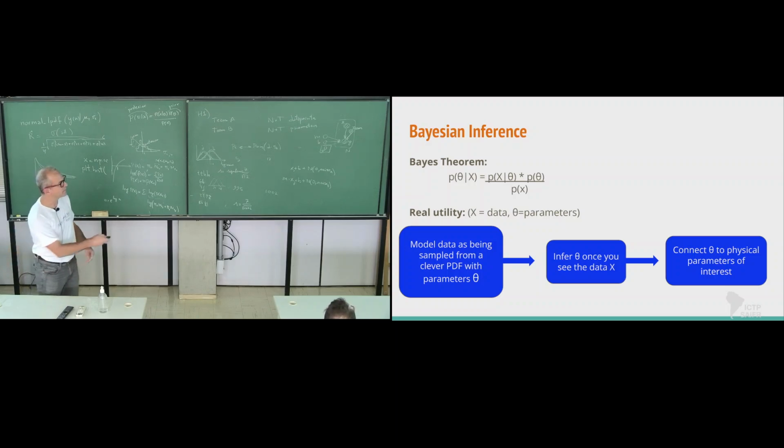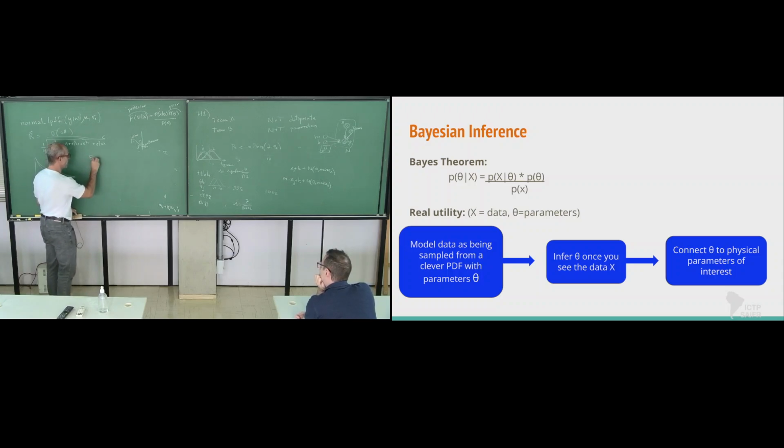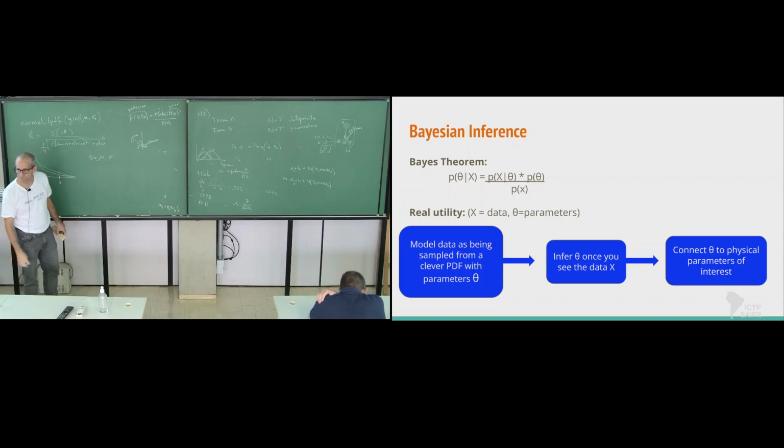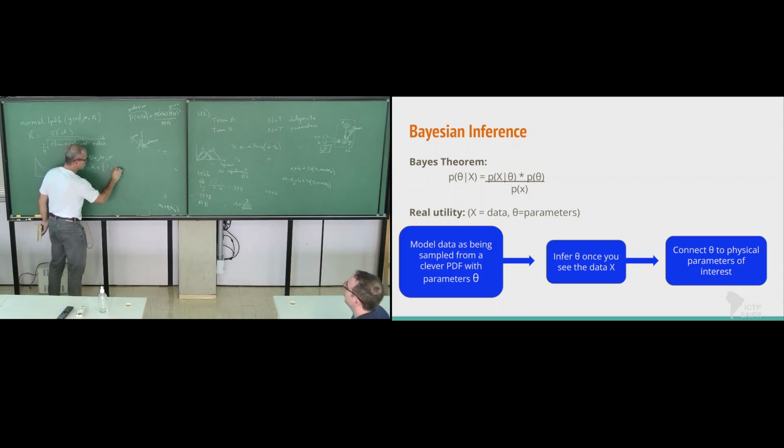Parameters are a bunch of numbers. For instance, let's think about a normal: the parameters would be mu and sigma, theta. Data is what? Thousands of numbers: 1, 2, 1.5, 6.